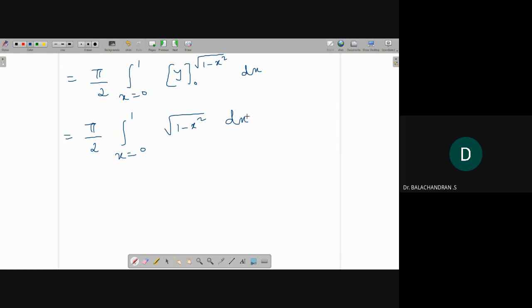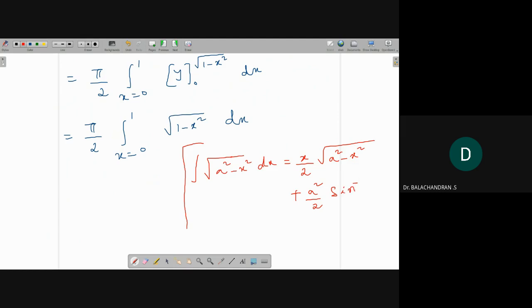So what is the result I need to apply here? Integration of root of a square minus x square dx is equal to what? x by 2 root of a square minus x square plus a square by 2 into sine inverse of x by a.